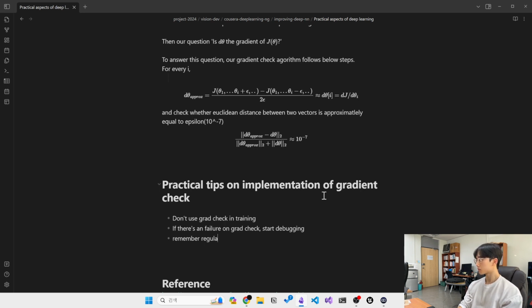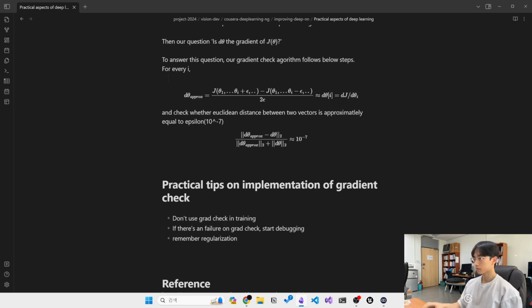So if your cost function is J of theta equals 1 over m sum of your losses, plus this regularization term, the sum of the L of W^L Frobenius norm squared, then this is the definition of J. And you should have that d theta is the gradient of J with respect to theta, including this regularization term. So just remember to include that term.